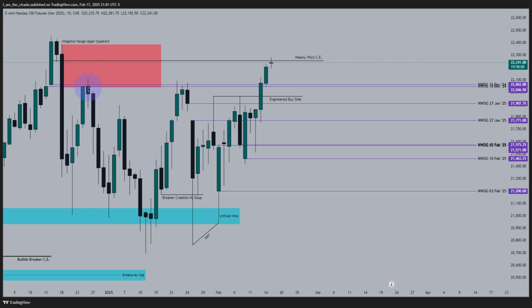Then we have this displacement here, which was created off of moving into this numeric opening gap and the mitigation range of the quadrant. There we have displacement lower, inversing this gap here, and from there you can start to shape this rejection block here as strong liquidity. We understood that this array was going to hold because this candle here abruptly inverts this one.